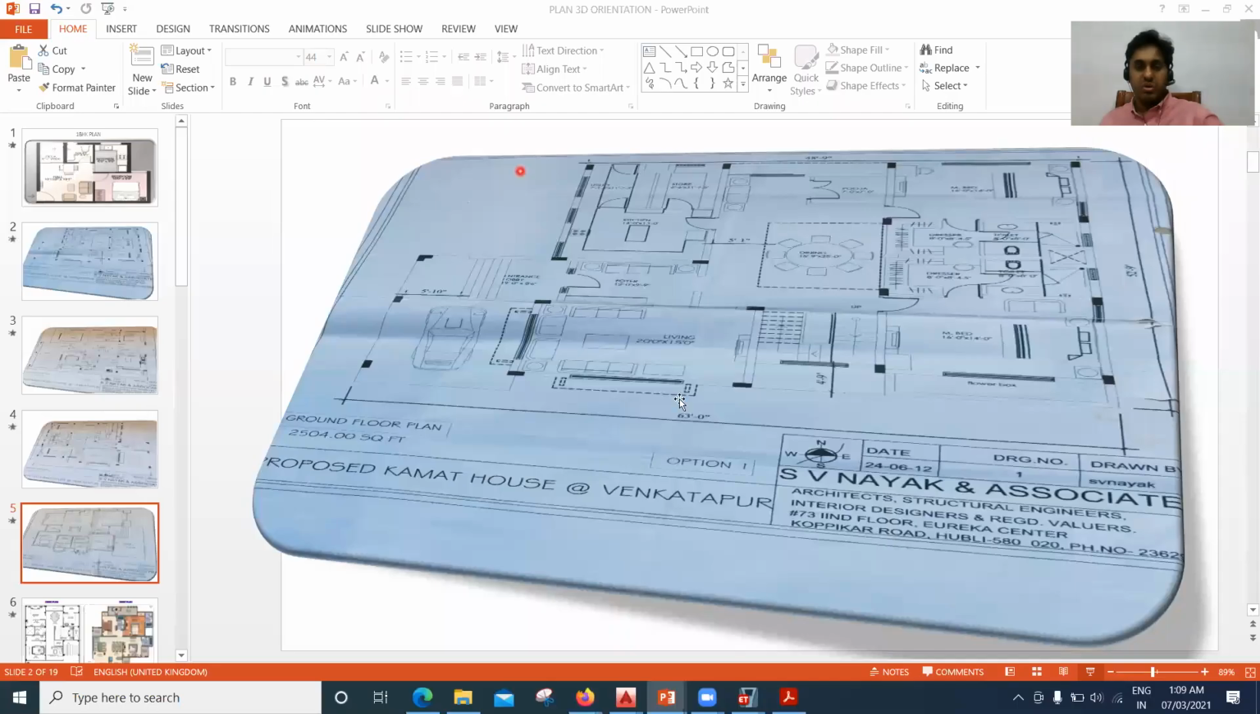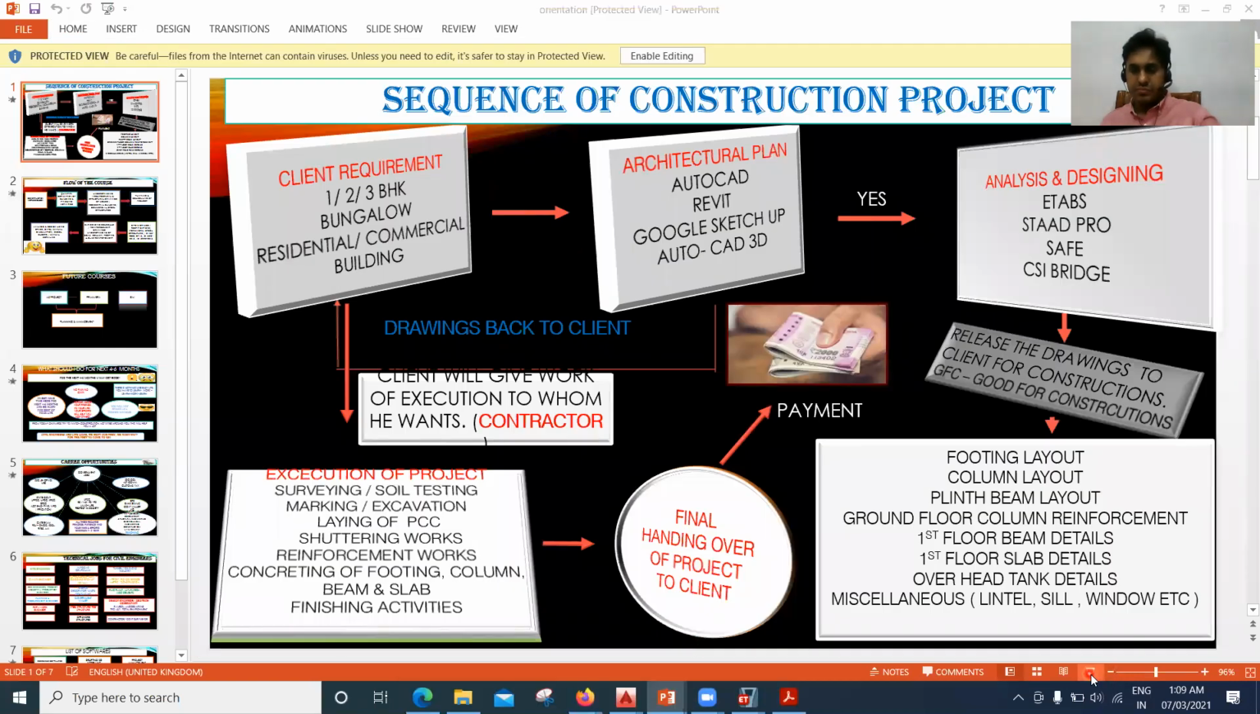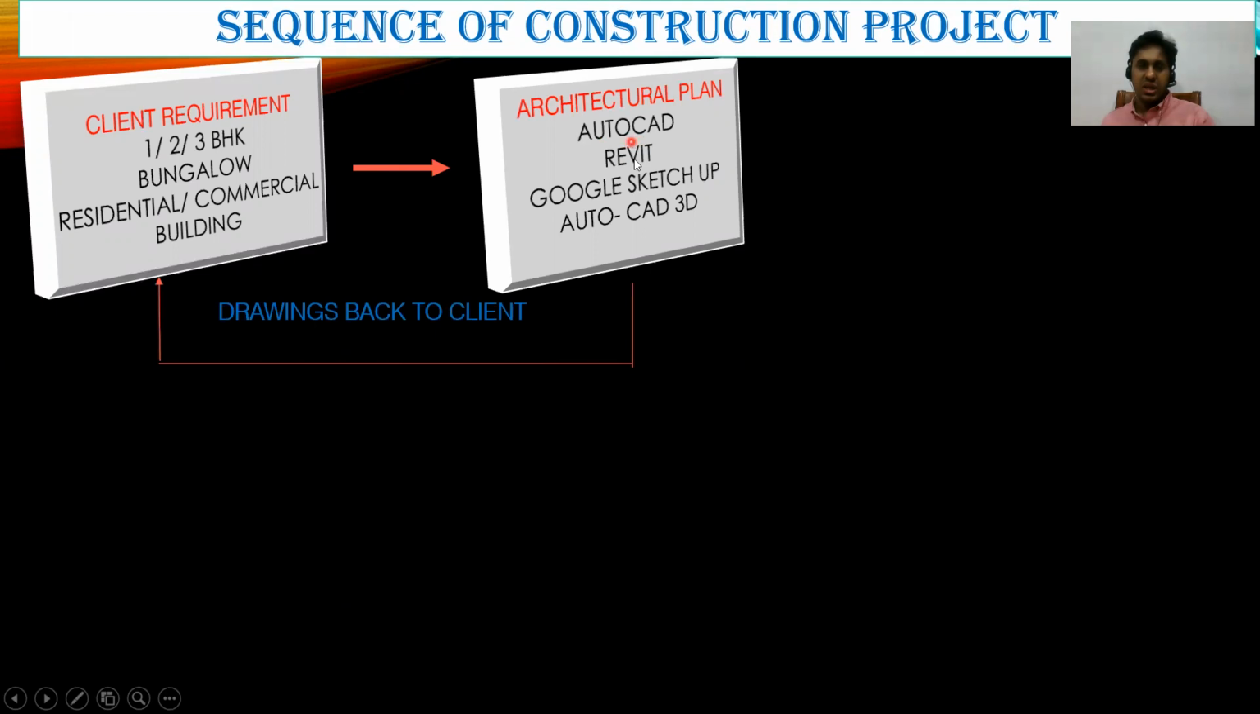Then what we are going to do, I'll go back to the PPT again. Once I prepare the architectural plans, like option 1, option 2, option 3, I'm going to send the drawings back to the client. So once you are a client to me, you have liked one of the plans. Let us say option 4 is the plan you liked, and you say this is the final plan I would like to go with.